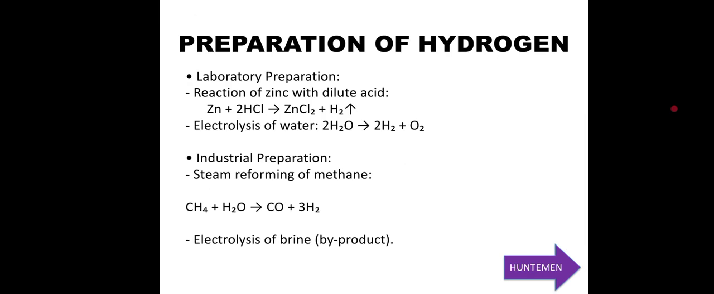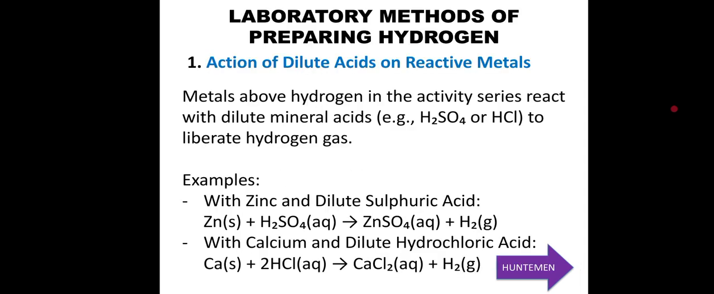How do we prepare hydrogen? Preparation of hydrogen can occur both in the lab and in industry. In the lab, it is just for us to test and confirm that it is possible, and industrial production is production that occurs in large quantity. All right? Let's see some laboratory preparation methods.